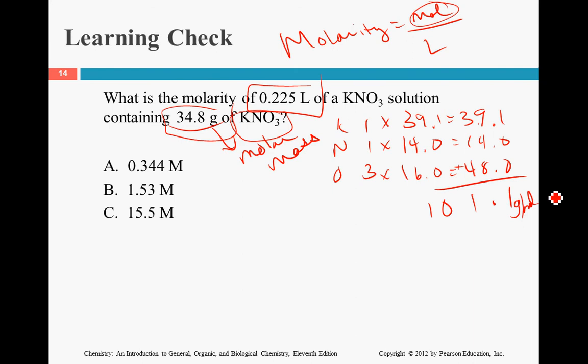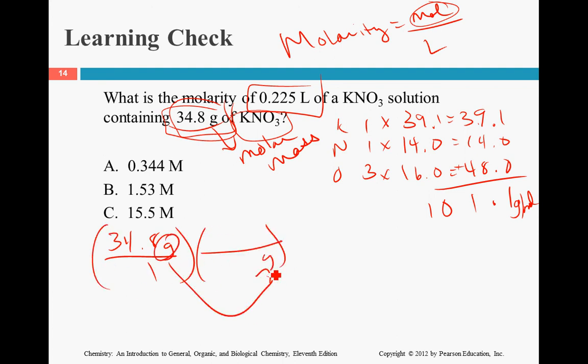We know that we start off with 34.8, so we're going to do 34.8 grams over 1. In the next bracket, we have grams on the top. That means I want to put grams on the bottom of the next one. 101.1 goes with grams. And 1 mole goes on the top. Whenever you have molar mass, 1 mole goes on top. So 34.8 divided by 101.1. That comes out to be 0.344 moles.